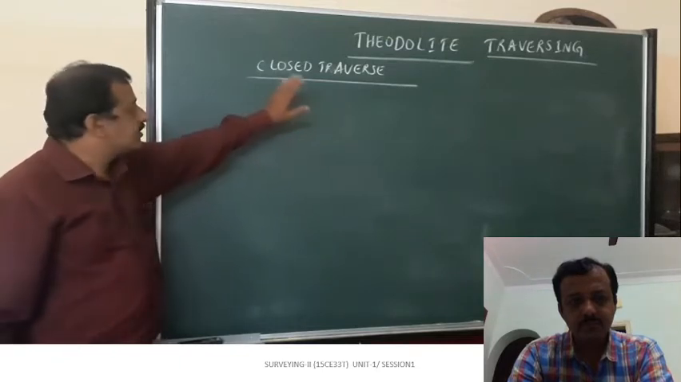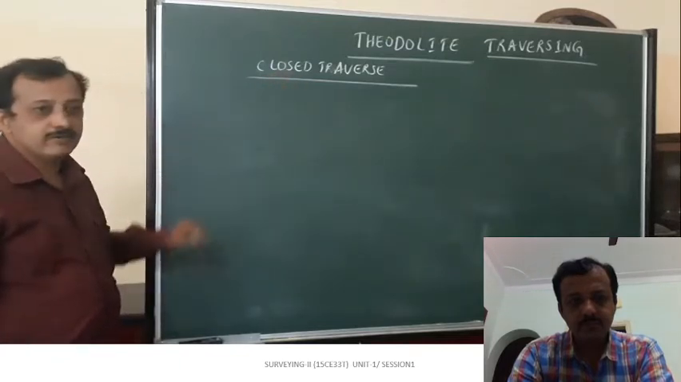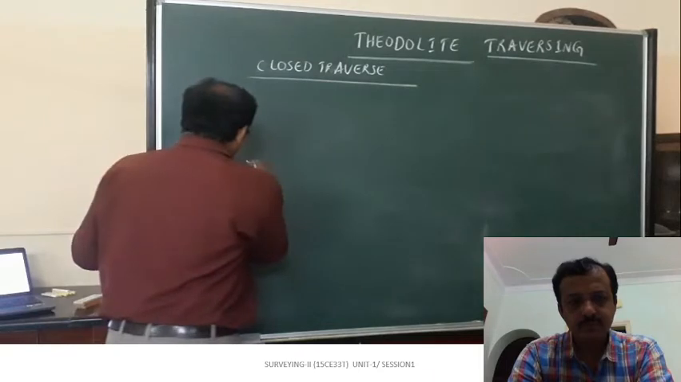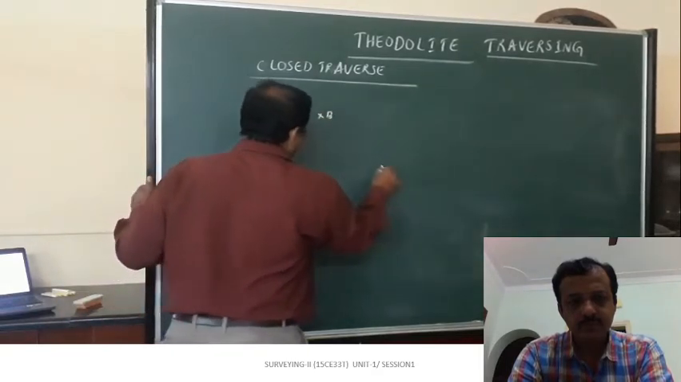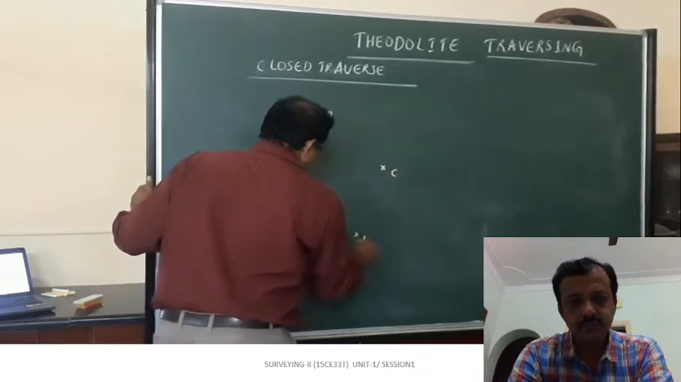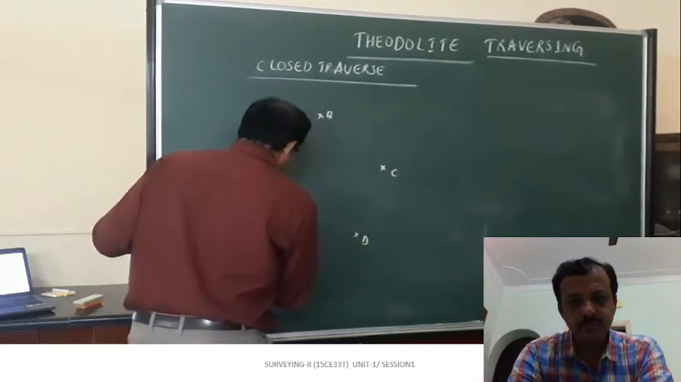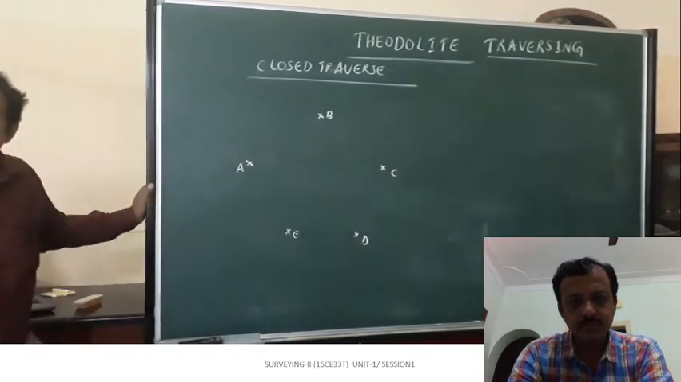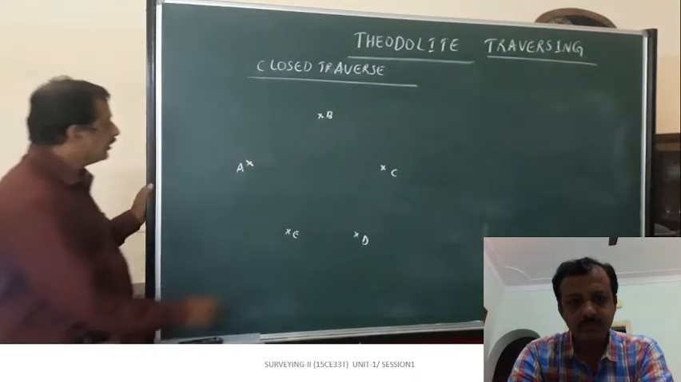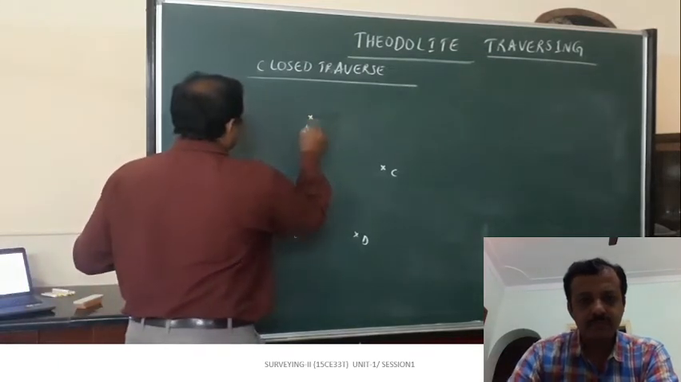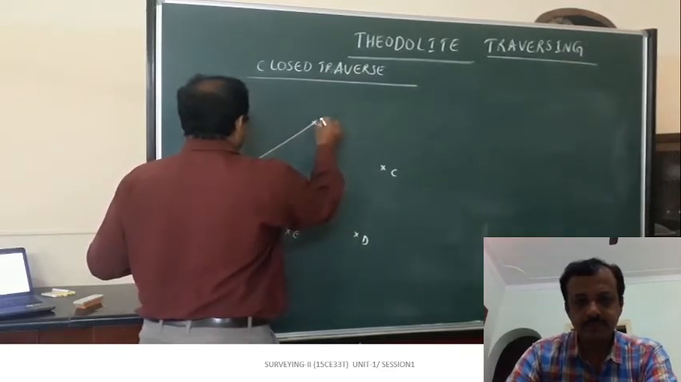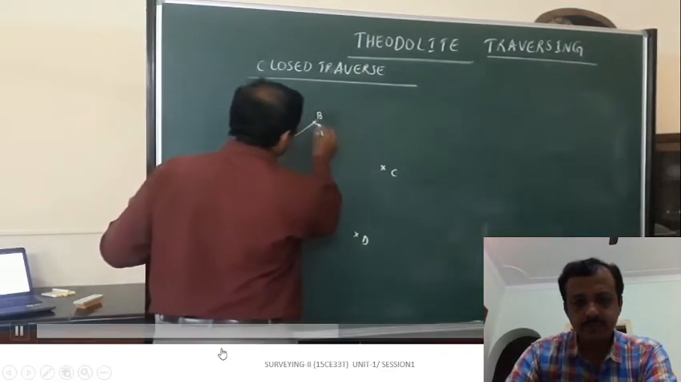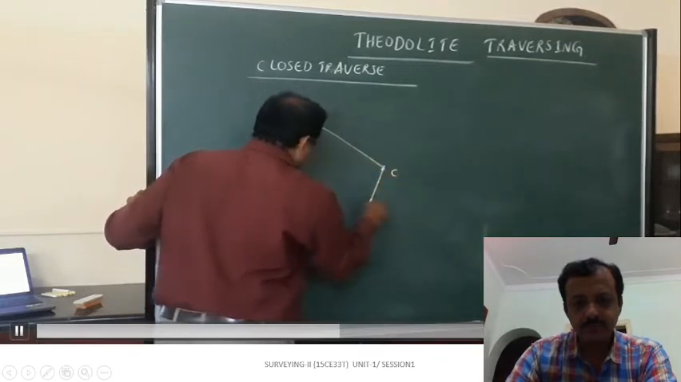Now let us discuss this closed traverse. Here 5 stations have been given: A, B, C, D and E. These are the 5 station points, the 5 control points. The lines joining these control points we call the sides of the traverse.